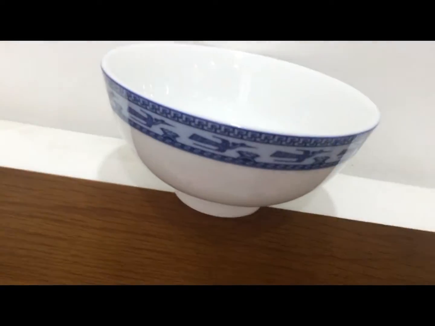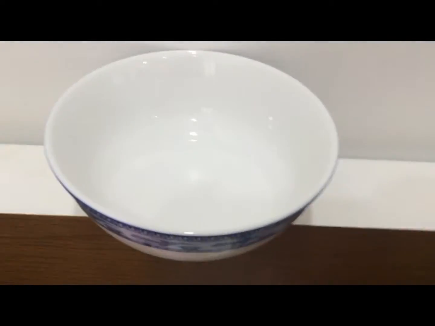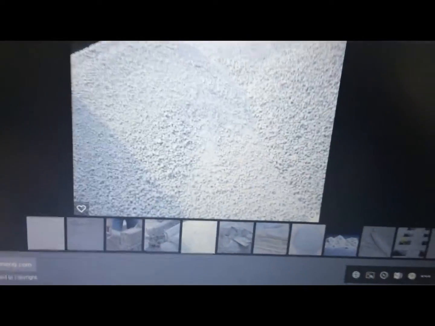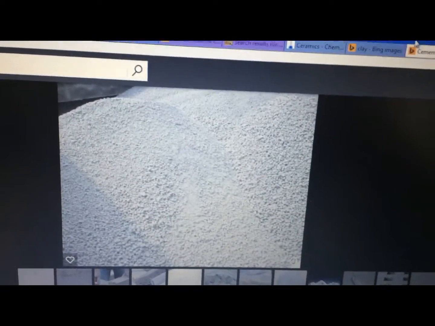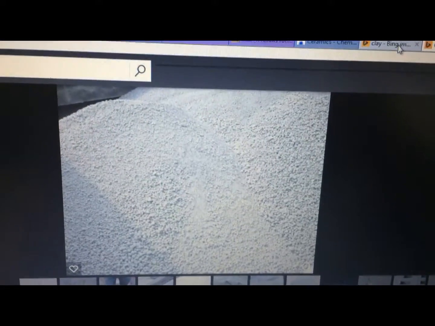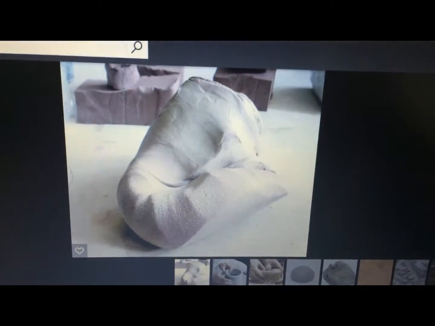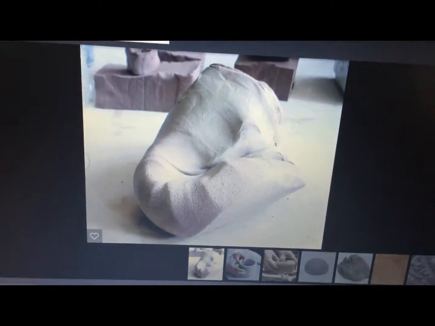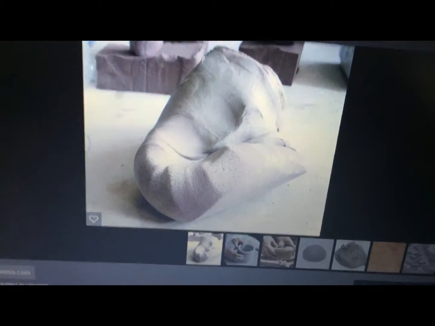This is a small ceramic bowl which is made from cement. I don't have real cement, so I use a picture of it, sorry. And it's made of clay which is hardened by heating at high temperature.